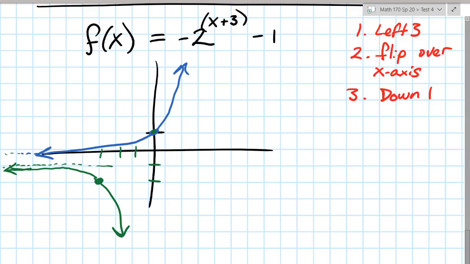And that would be the same graph as if I had written f of x equals negative 1/2 to the x. Sorry, let's take it back. And that's the end of that problem.